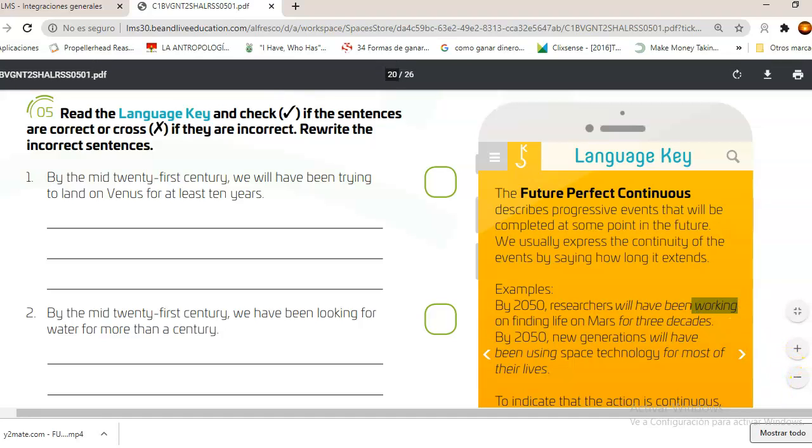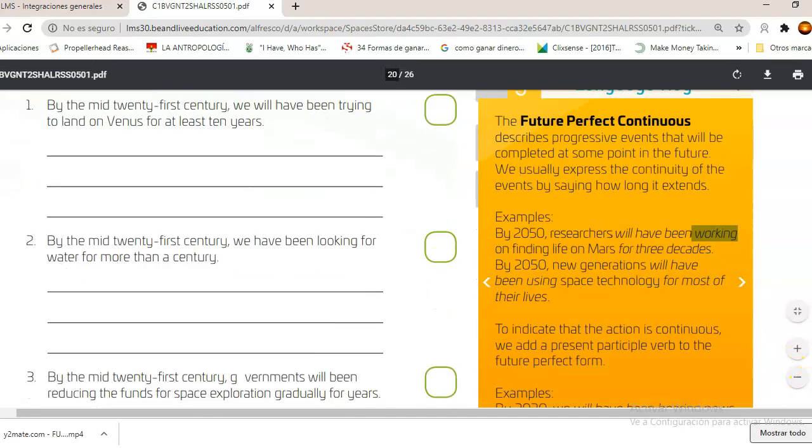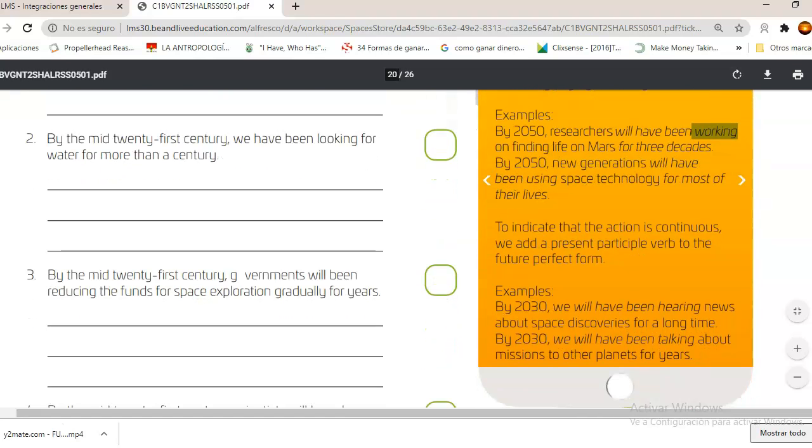Okay. So let's look at the rest. To indicate that the action is continuous, we add a present participle verb to the future perfect form. Example. By 2030, we will have been hearing news about space discoveries for a long time. By 2030, we will have been talking about missions to other planets for years.